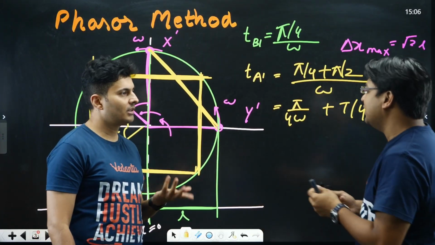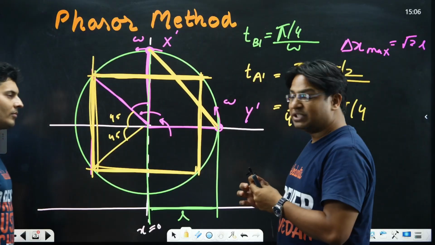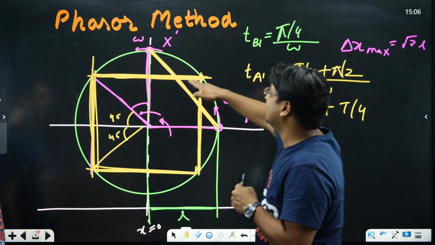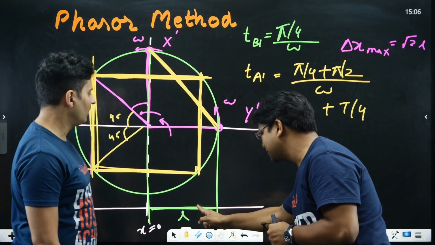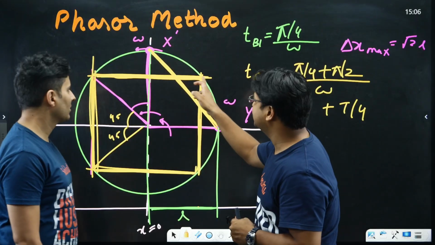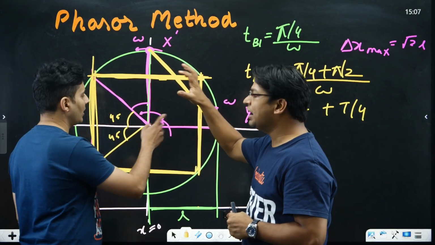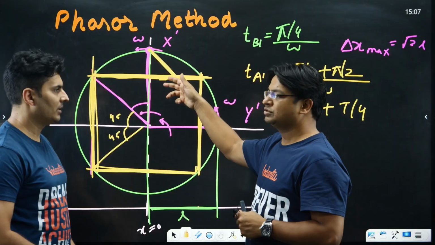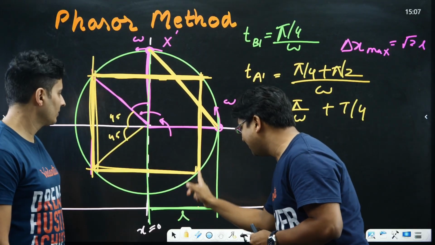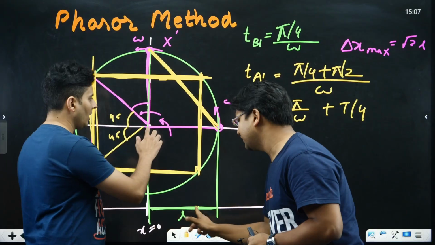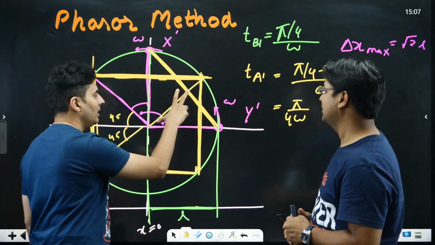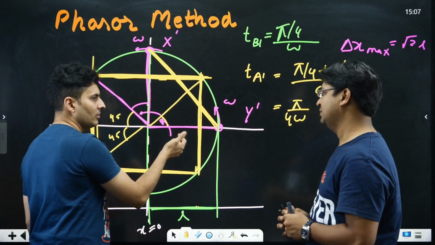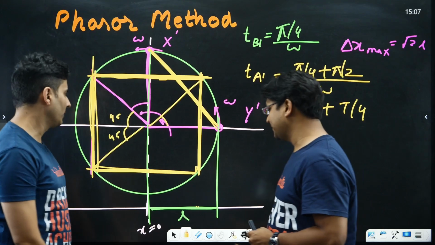If we want to do that, one thing that we did not discuss: what was the position of the block when they crossed each other for the first time? You can take the projection here. This distance was half of root 2 L, so that is L by root 2. So they were L by root 2 distant from the origin, one on this side, the other on the other side.